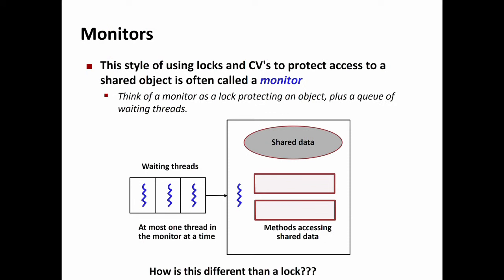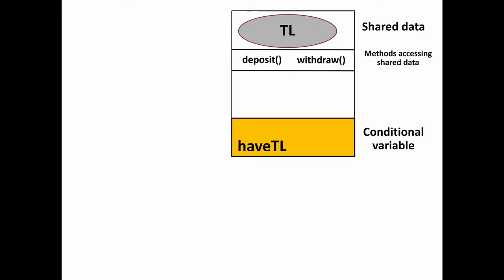So this is the case where we have shared data and the methods that access them. We ensure that only one thread is active, and all the other threads which want to execute any of these methods should wait here. So at most one thread should be active. We can imagine that this is similar to a lock, but it actually has more than this.